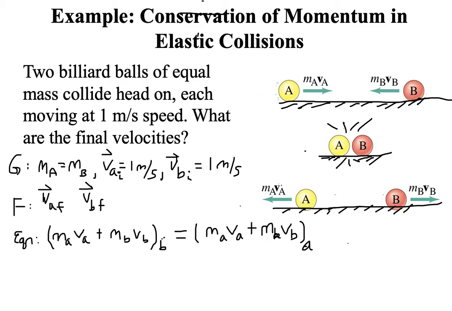Let's look at the conservation of momentum in elastic collisions. Two billiard balls of equal mass collide head-on, each moving at 1 meter per second speed. What are the final velocities?